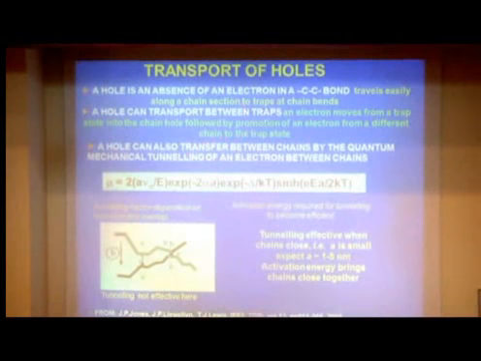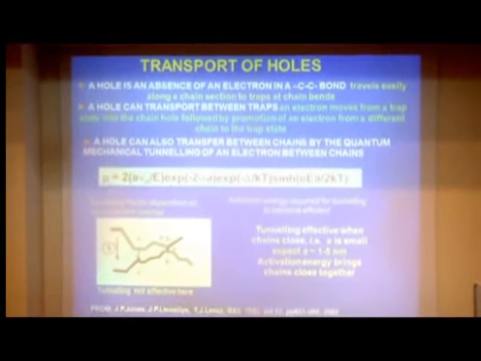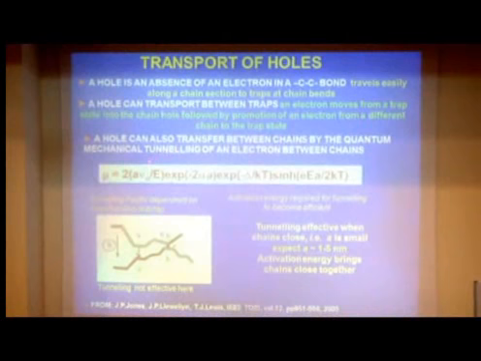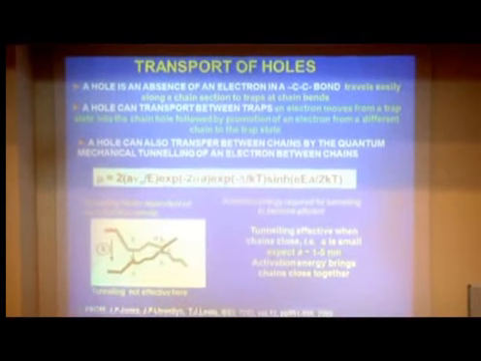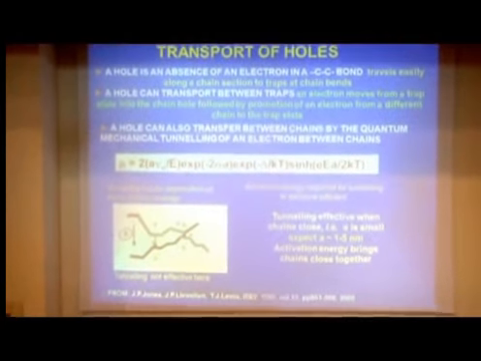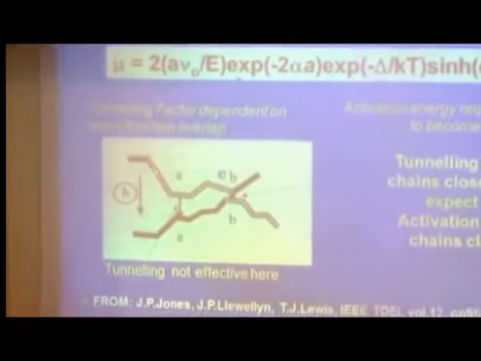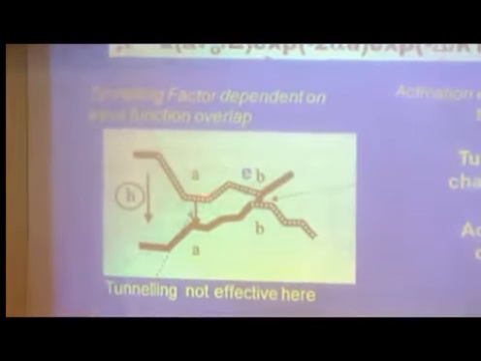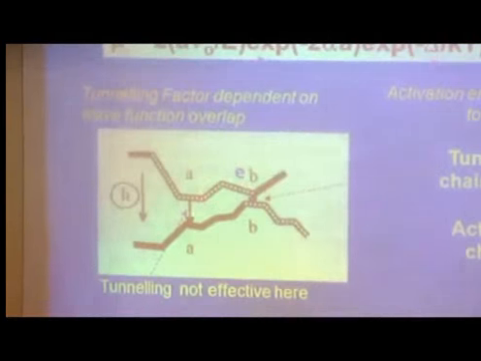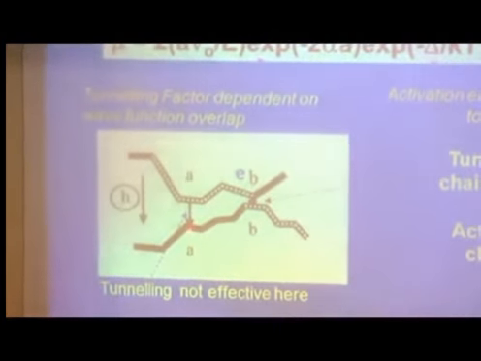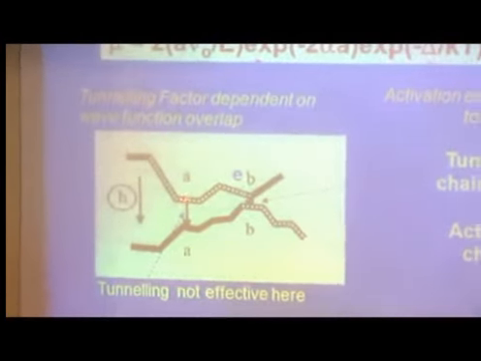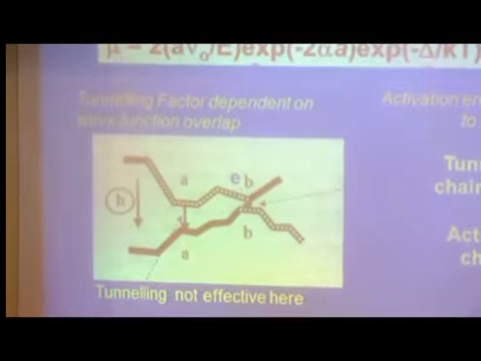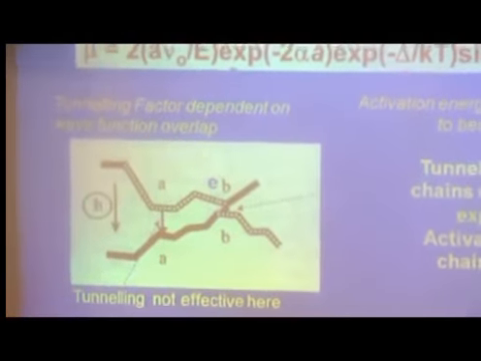But we've got a different way in which the holes can move. They can move by quantum mechanical tunnelling of an electron between chains. Here you've got a diagram courtesy of John Lewis. Here's a polymer chain. This little white dot is the hole coming along. If I can take an electron from this chain and tunnel it into that chain, I'll get a hole in this chain.